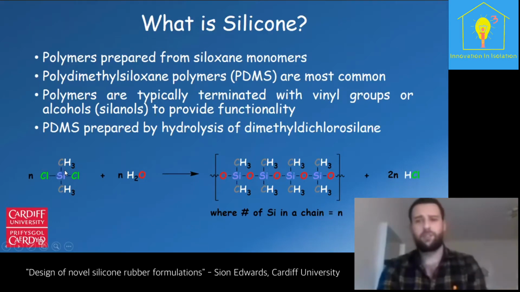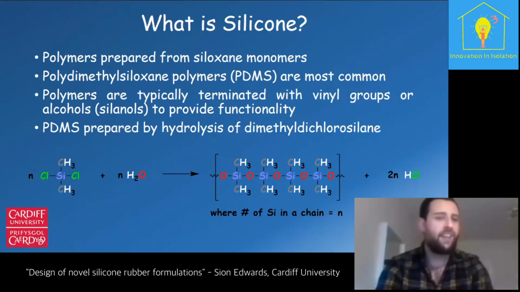The reaction is quite simple. You take N equivalents of the dichlorodimethyl silane and react it with N equivalents of water. What happens is you have this polymerization reaction going on where you form this PDMS, this dimethyl silane monomer, and you get a chain with a number of silicones in the chain roughly equal to N, but you also produce 2N HCl as a side product.